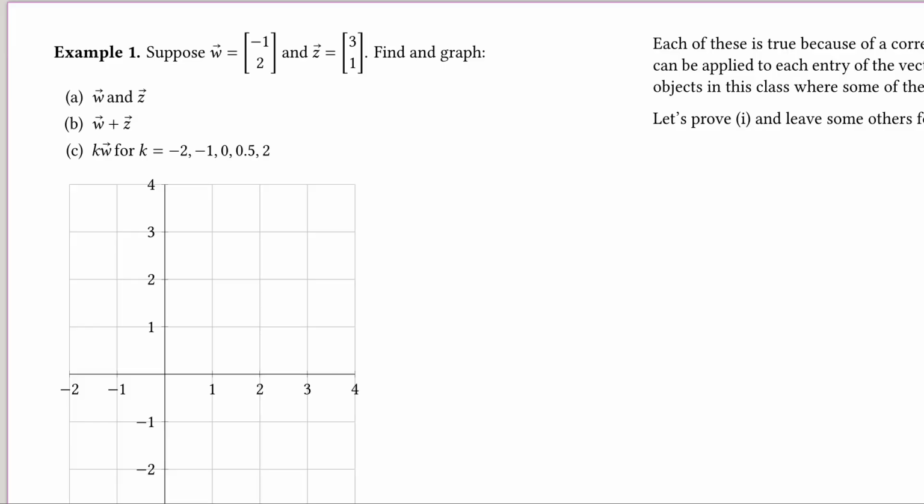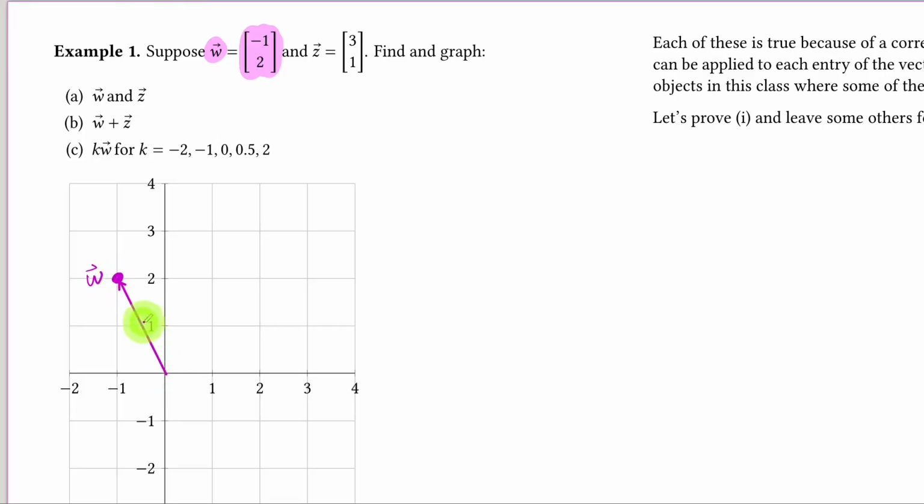So let's say we have this vector W here. You can think of W as the point -1, 2, right here. So that is the vector W. Or if you want, you can also think of W as the arrow that starts at the origin and points at that point. And likewise, Z you can think of as the point 3, 1. Or maybe you want to think of it as the arrow that starts at the origin and points at that point. So there's W and Z. Part B says to draw W plus Z.